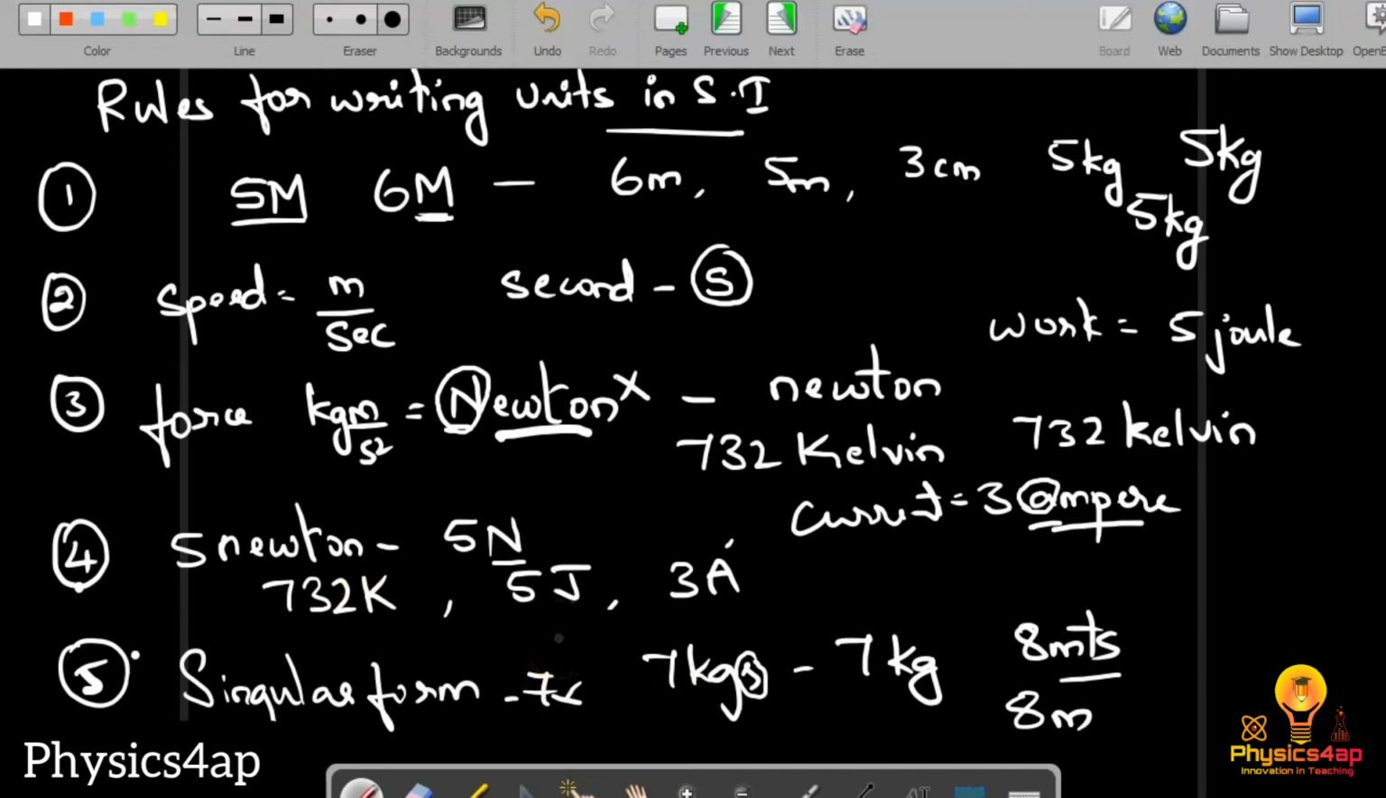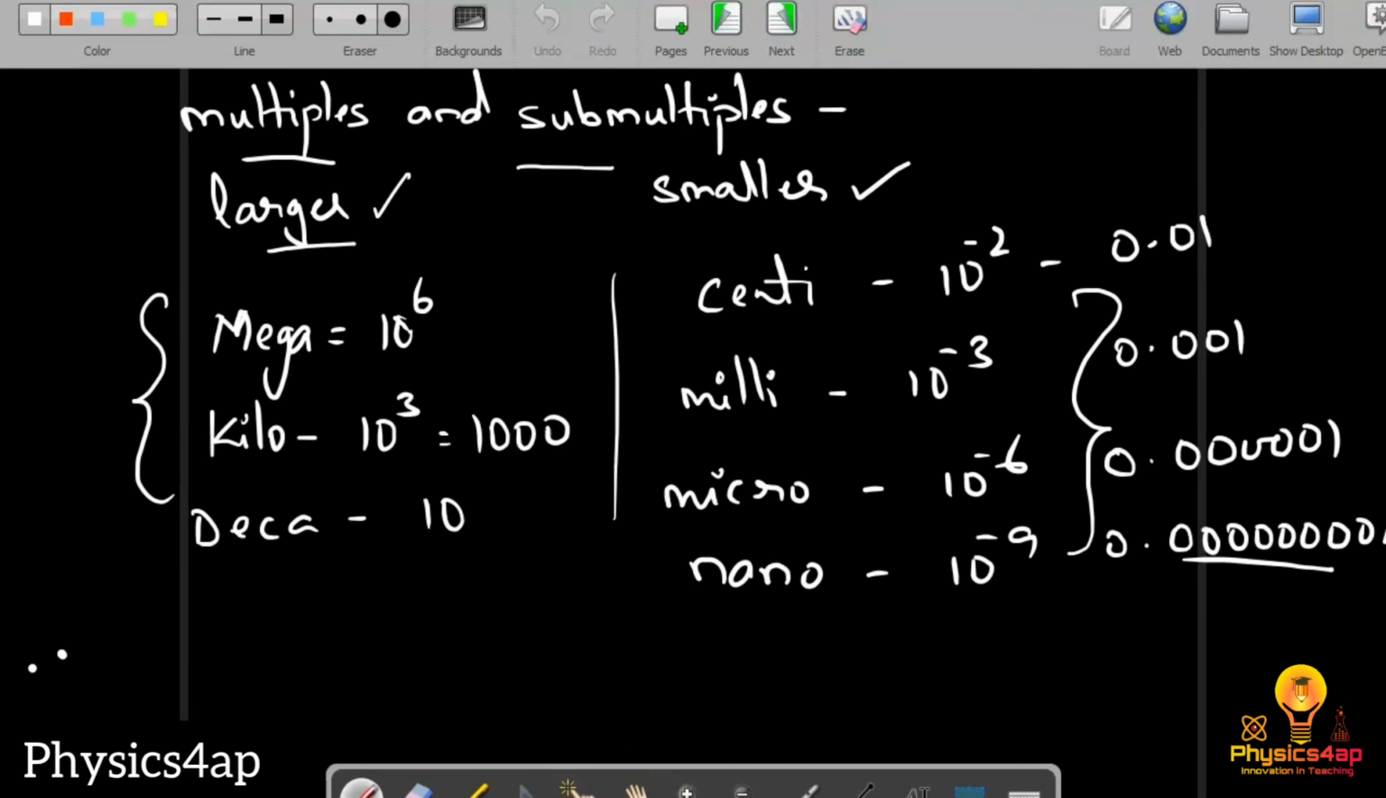So based upon these rules, you have to maintain the rules for writing the SI units. Okay. The next, multiples and submultiples. These are used for various sizes. Like if you want to change the sizes, or represent in the form of various sizes, either larger size or smaller size, we use multiples and submultiples. These are used in various branches of physics, biology and chemistry also.